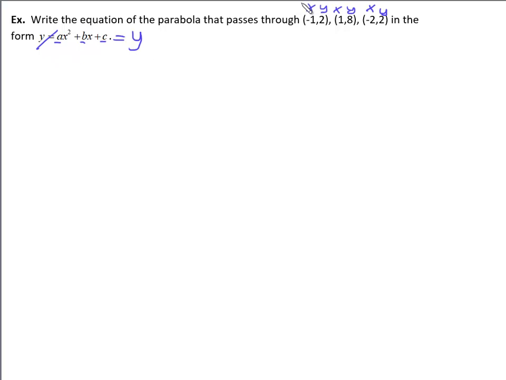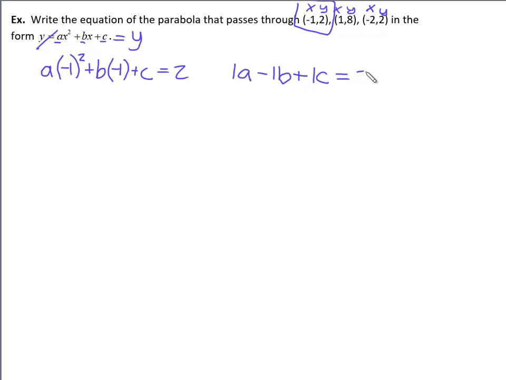Okay, so we're going to substitute in. Let's use our first point. For x, I'm going to substitute in -1. A times -1 squared plus b times x, which is -1, plus c is equal to my y coordinate, which is 2. Next, we'll simplify this equation. -1 squared is +1, so I have 1a. -1 times b is -1b, plus 1c, I'm just putting the 1 in front there, is equal to 2. So there's the equation we got by plugging in that point.